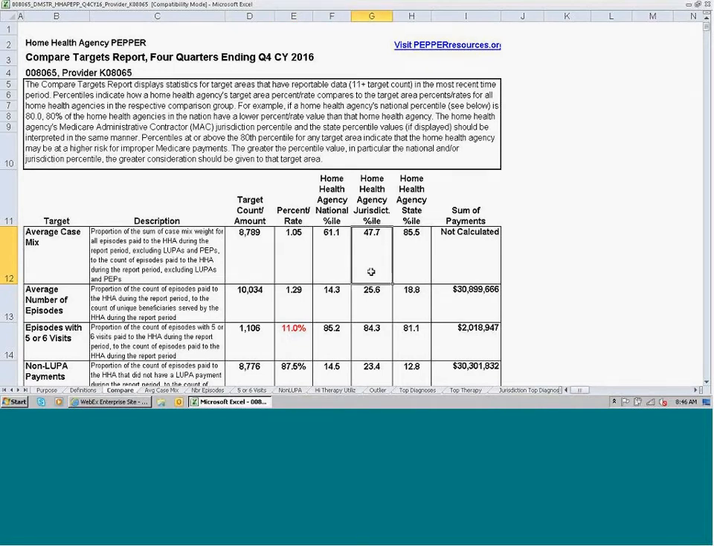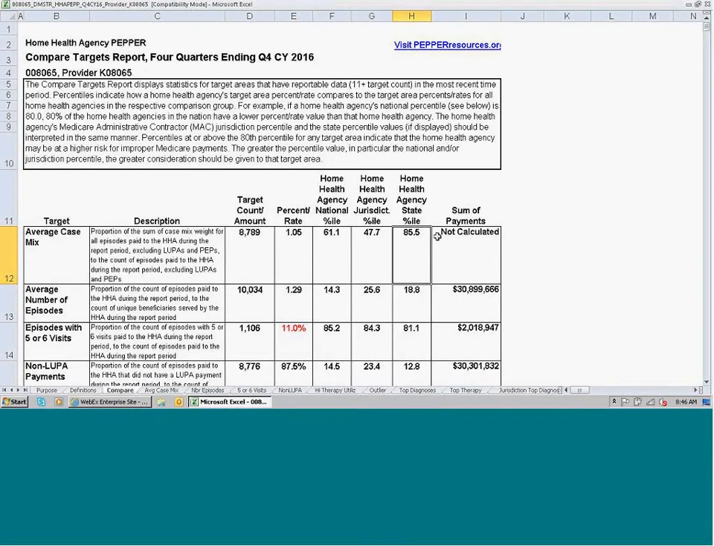When we compare ourselves to all of the agencies that bill to our same MAC jurisdiction, we see that 47.7% of those agencies have a lower target area rate than we do. So we're just below the midpoint of that distribution. And when we compare to all of the agencies in our state, we are at the 85.5 state percentile.